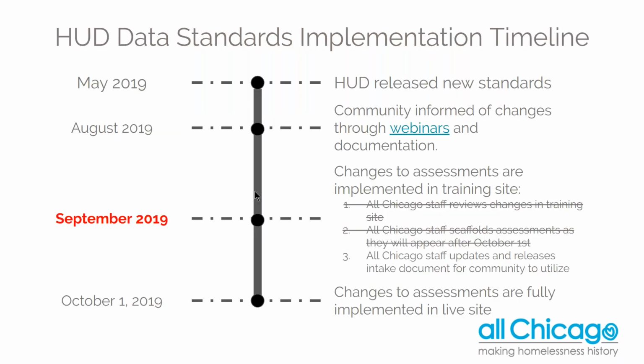Now, here's the timeline that we had. Back in May, HUD released their new data standards. They released version 1.1 of the 2020 data standards. And in August, we began the process of telling everyone, hey, get your folks trained, register for a webinar in September, and really just informationally letting everyone in the community know that these changes are coming on board. Then in September, we were supposed to have had the changes to the assessments implemented in the training site.